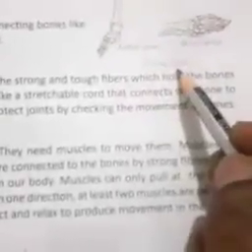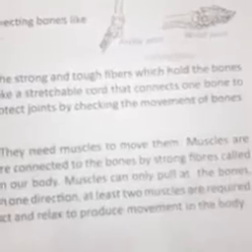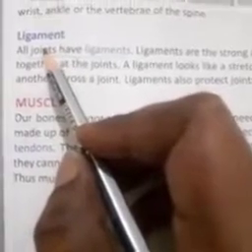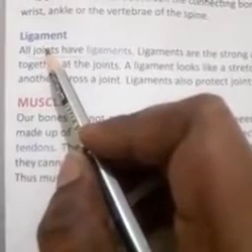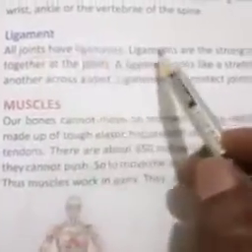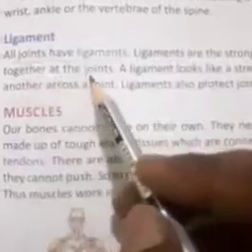A gliding joint is present in our ankle joint and wrist joint. Next, ligaments. A ligament is a fibrous connective tissue that connects bones to other bones. All joints have ligaments. Ligaments are strong and tough fibers which hold the bones together at the joint.